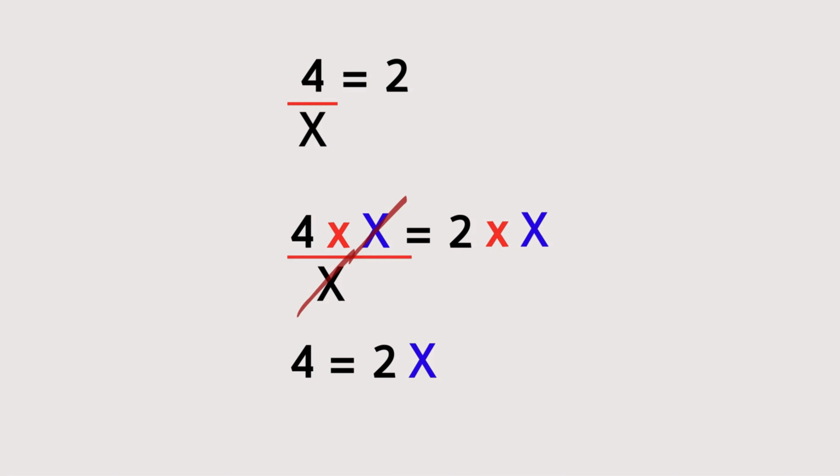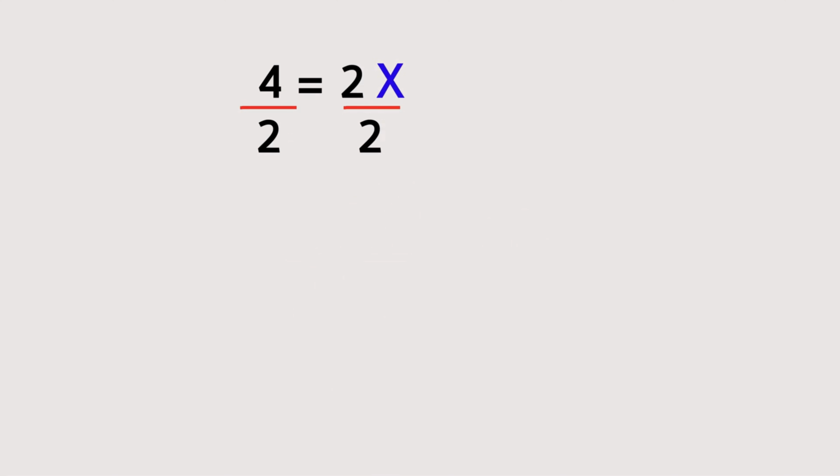Now we can solve this like we did in the other examples, by dividing both sides by 2. So 4 divided by 2 equals 2, and on the right side, the 2's cancel out, leaving just x. Therefore, our solution is x equals 2. And there you go. You've solved an equation with division by an unknown.